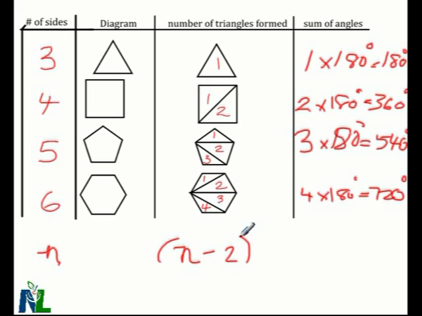Now, in each case, to determine the sum of the angles, I just took the number of triangles formed and multiplied that by 180, or in this case, the general case is just n minus 2 multiplied by 180 degrees. And that's the formula that you can use for calculating the sum of the angles of any polygon if you know the number of sides given.